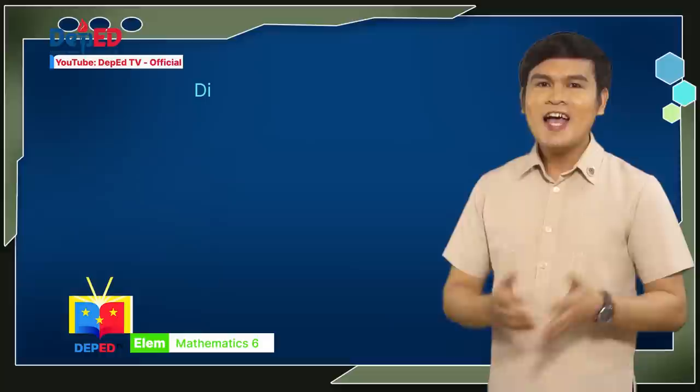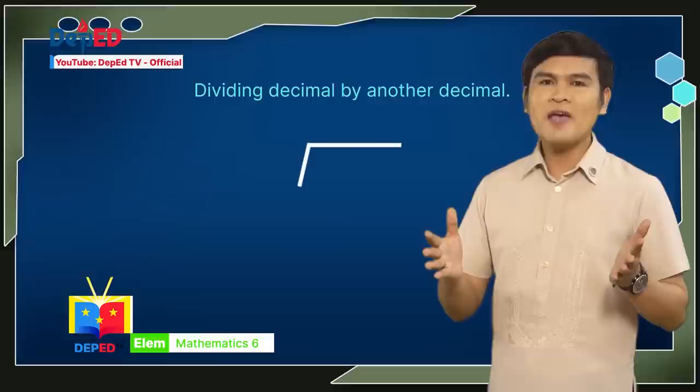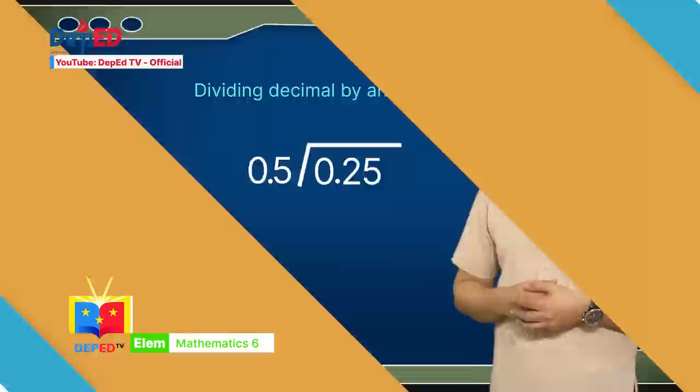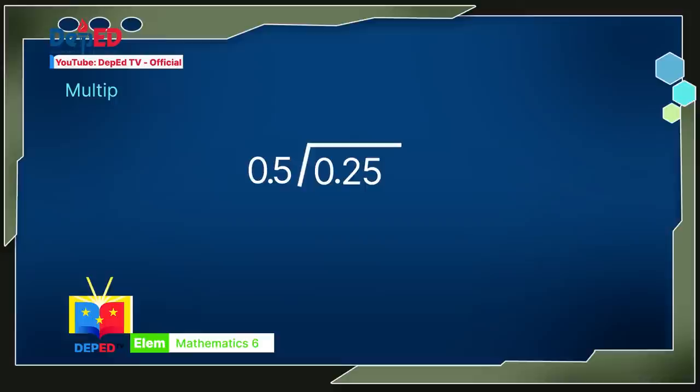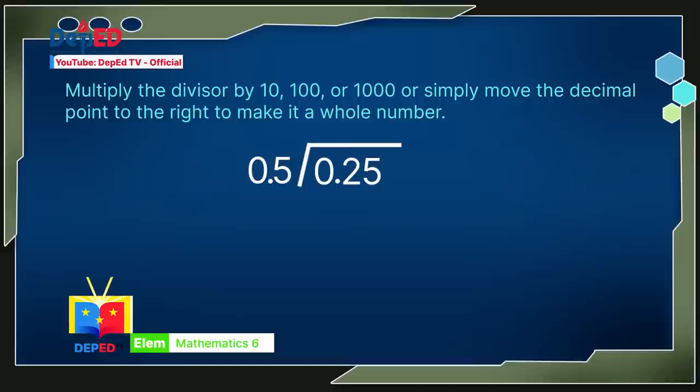Now, let's try dividing a decimal by another decimal with this example. 25 hundredths divided by 5 tenths. Basically, the steps are just the same as dividing whole numbers by decimals. Step 1. Multiply the divisor by 10, 100, or 1000, or simply move the decimal point to the right to make it a whole number.